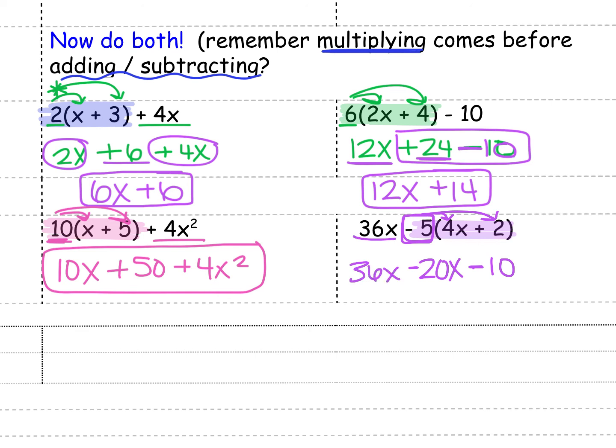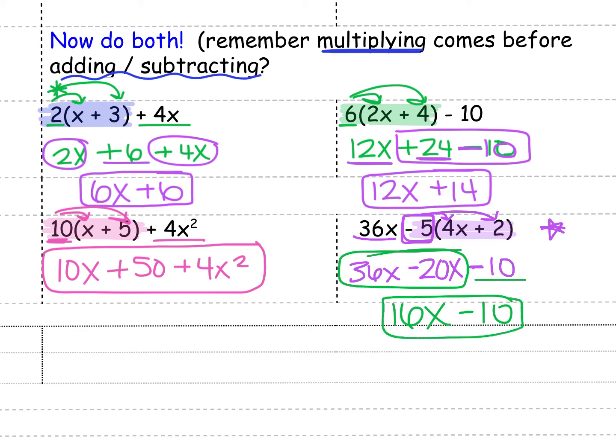So this one's a tricky one because distributing that negative is a 7th grade skill. So we'll practice more, but if you understand this, wonderful. If not, we'll keep practicing. And now let's put the things together that are alike. I see I have x's and x's. So 36 minus 20 is 16x, and then minus 10. I can't put 16x and 10 together, so I have my solution right here.